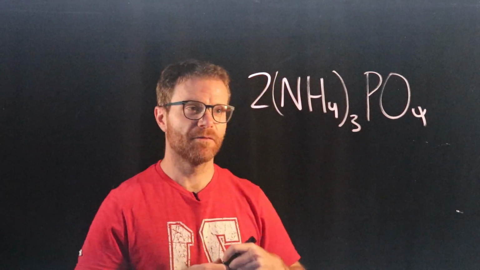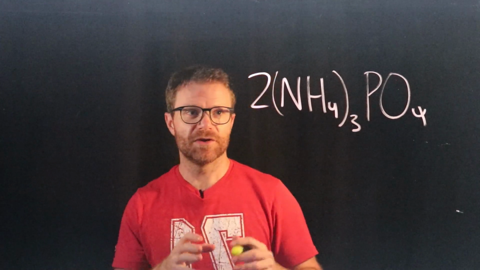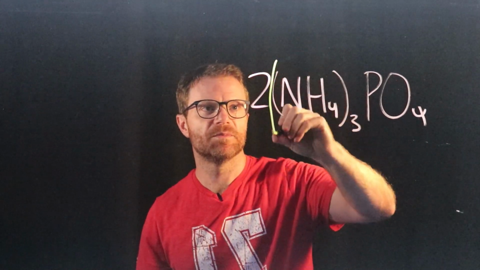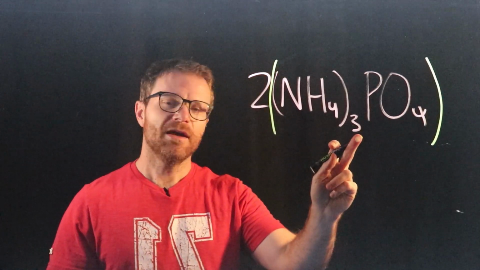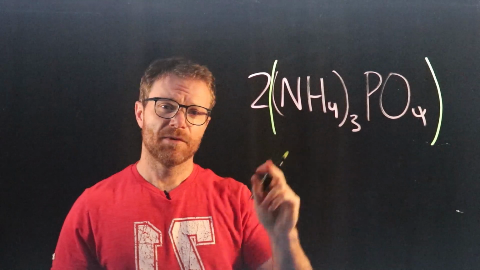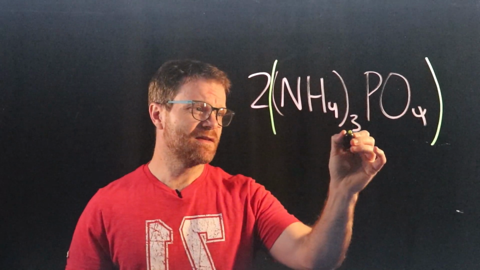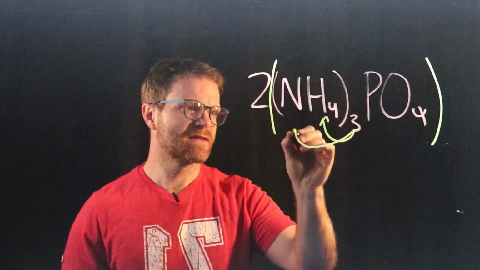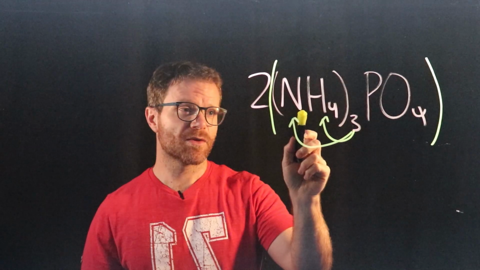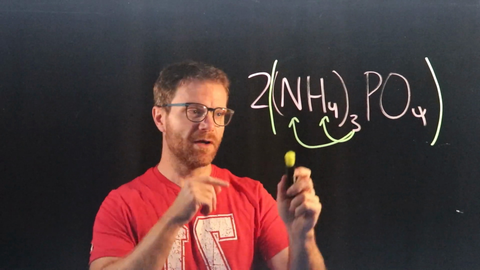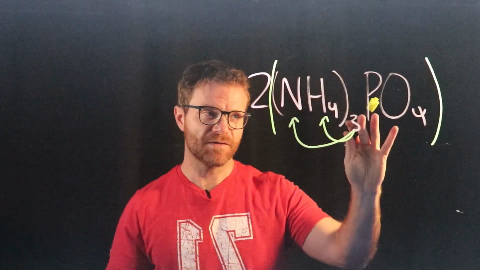So for instance, if we wanted to know how many nitrogens there are, here's where things get a little bit tricky. And it might be helpful to separate this out with a big parentheses there. We have a 3 subscript outside the parentheses here. And as I taught you earlier, subscripts outside of parentheses need to get distributed to both things inside the parentheses. So since there's no subscript after this nitrogen, it must just be a 1. 1 times 3 is 3. There are 3 nitrogens in every 1 ammonium phosphate.